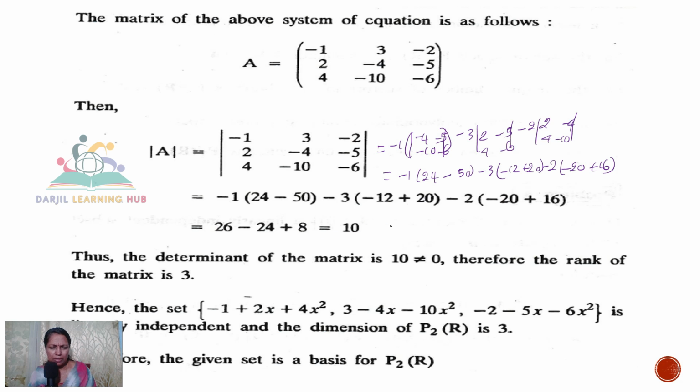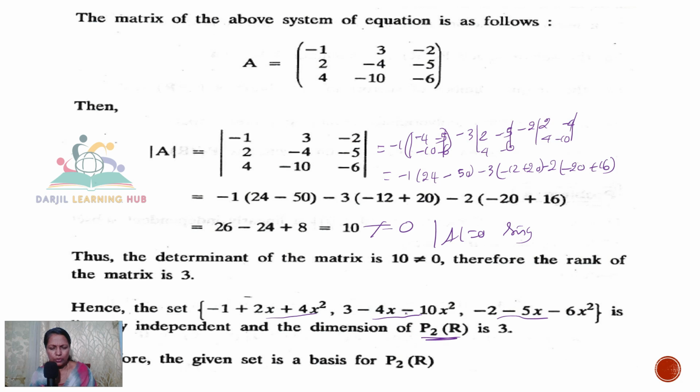The determinant is not equal to 0. If the determinant of A is equal to 0, it is singular. If it is not equal to 0, it is a non-singular matrix of order 3, and that is its rank. So automatically the matrix is linearly independent, so we can come to the conclusion that these three polynomials are a basis of P2 of R.